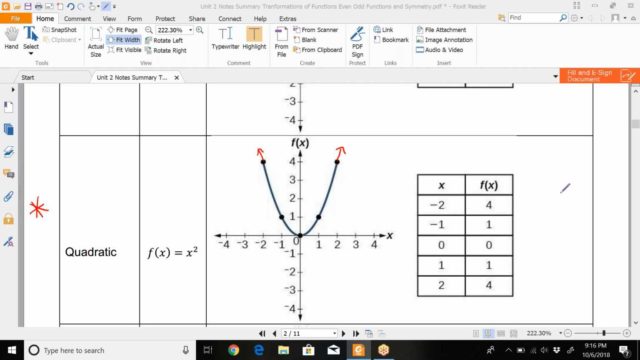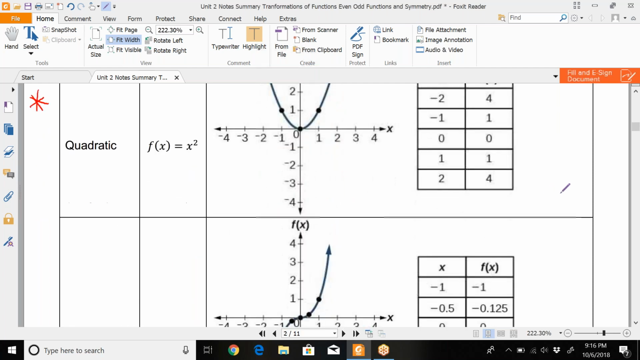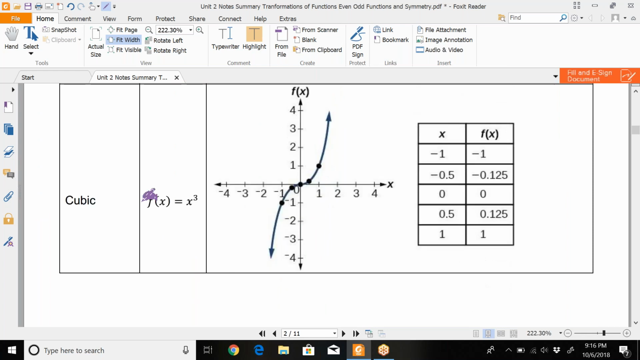Okay, the other 3 that we have to be familiar with is the cubic function. And this is when you cube something. So notice that if you cube a negative, it's going to stay negative. If you cube a positive, it's going to stay positive. So it kind of almost looks like a parabola that got split, halfway down and halfway up. But it's cubing. So if we do -2 cubed, we're going to be down at -8. If we do +2 cubed, we're going to be at +8.